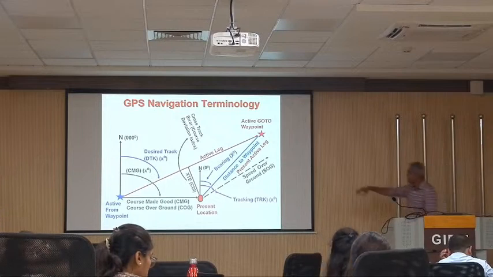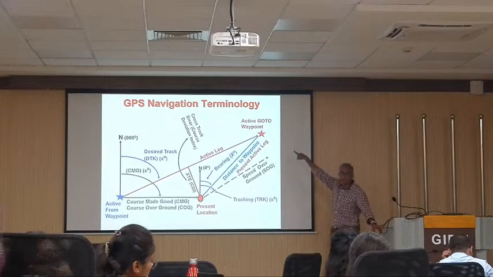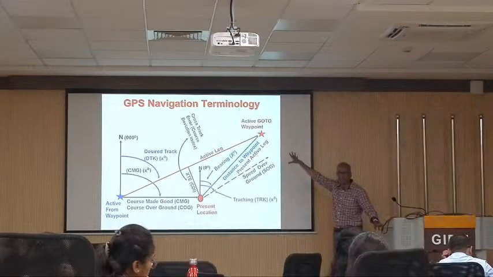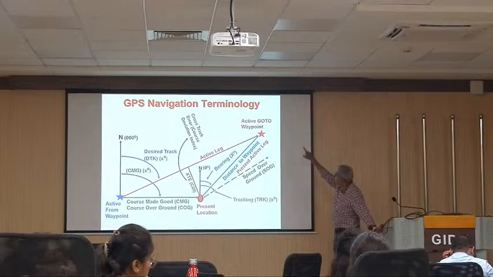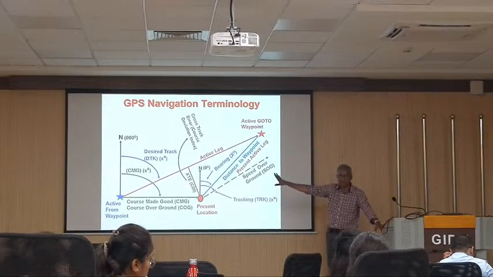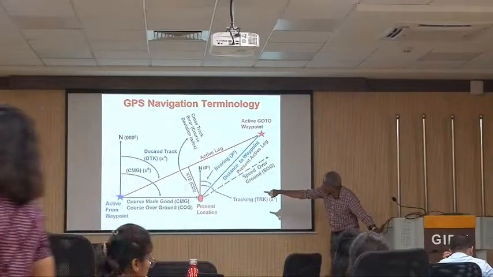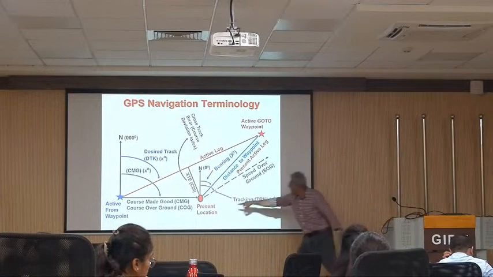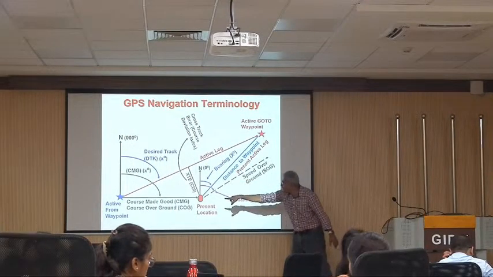Now, active leg is the go-to waypoint, meaning the destination. Just consider it as the destination where you want to go. So from the point you want to start to the point you want to go, it's called the active leg. That's the technical terminology I'm discussing. So from the point you are starting to the point you are actually moving, right?